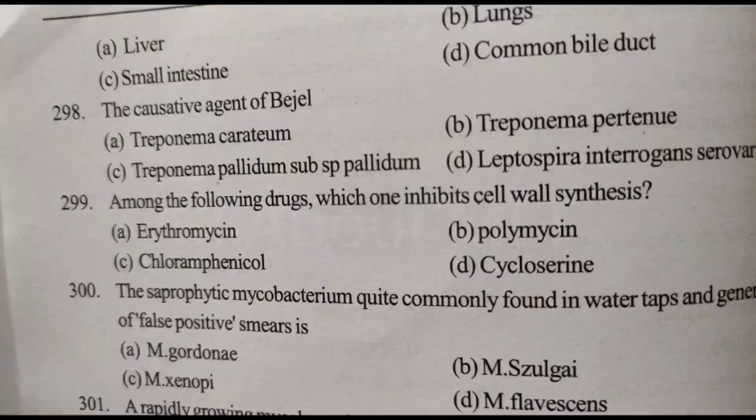Among the following drugs, which one inhibits cell wall synthesis? Option A, erythromycin. Option B, polymyxin. Option C, chloramphenicol. Option D, cycloserine. Answer is option D, cycloserine.